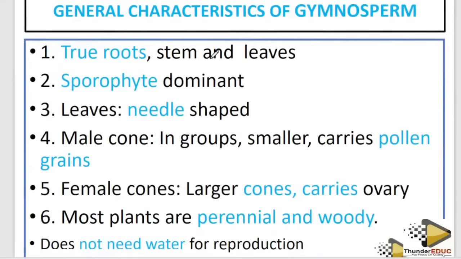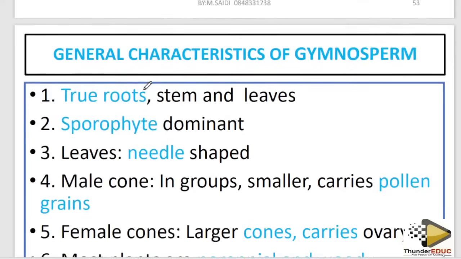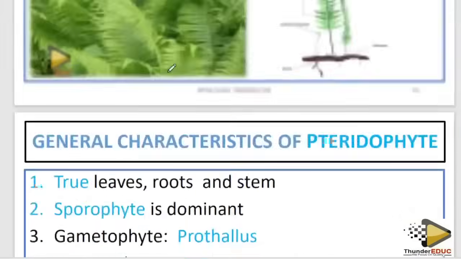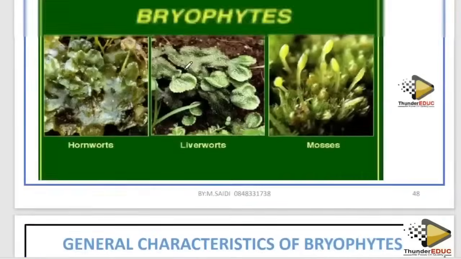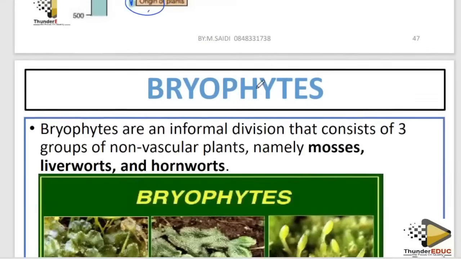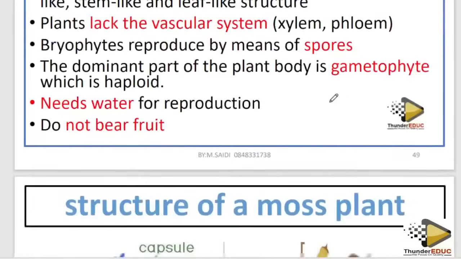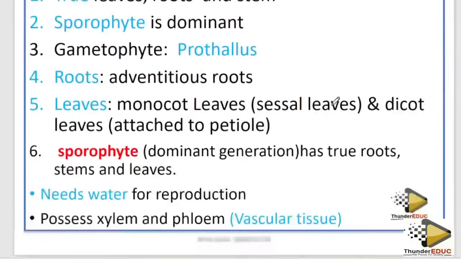General characteristics of gymnosperms, we have talked about that. True roots, sporophyte is dominant. Let me talk about this. All the plants have the sporophyte as the dominant generation. But the bryophytes, the first class, have the gametophyte as the dominant generation. This is the only one which has a gametophyte as the dominant generation. The rest have the sporophyte as the dominant generation. I think I'm done with this.